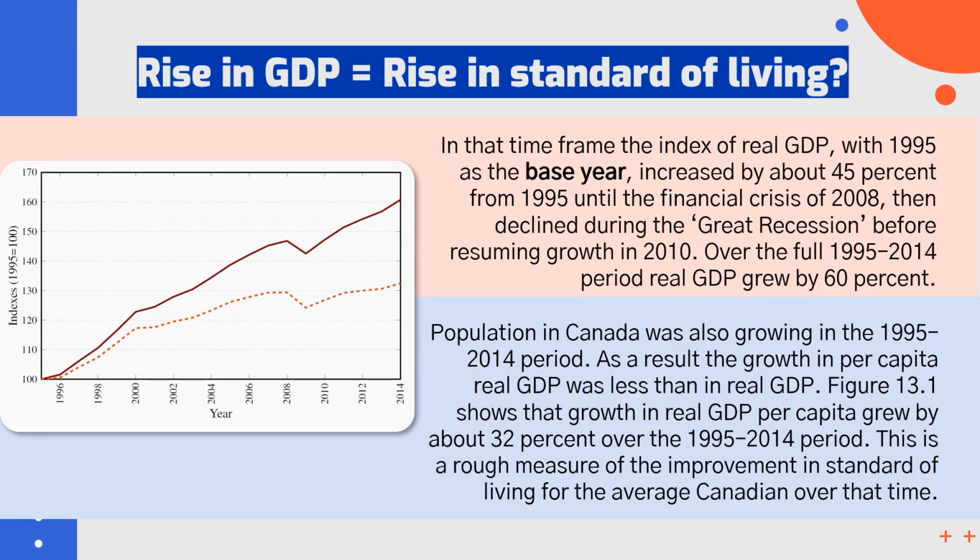The answer is very simple. Despite the significant increase in the real GDP, Canada was also experiencing population growth, which resulted in the significantly lower growth in GDP per capita. It was significantly less than the real GDP.